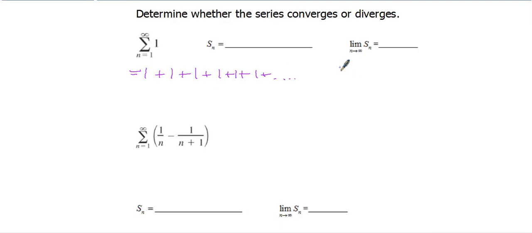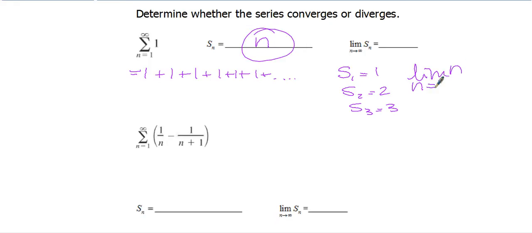Okay, but let's look at it. The first partial sum is just 1. The second partial sum is just 2. The third partial sum would be 3. And so to find any partial sum, it's just the term number. If I want the fifth partial sum, it's just going to be 5. And so now we're saying, okay, well, what's the limit of this thing right here as n approaches infinity? Well, it's just going to get larger and larger and larger. The limit doesn't exist. It approaches infinity. So therefore, we would say that the series diverges.